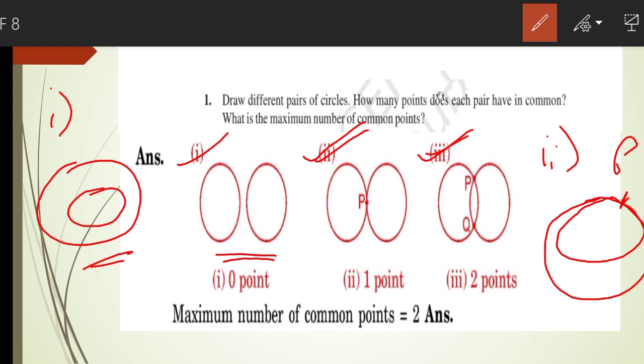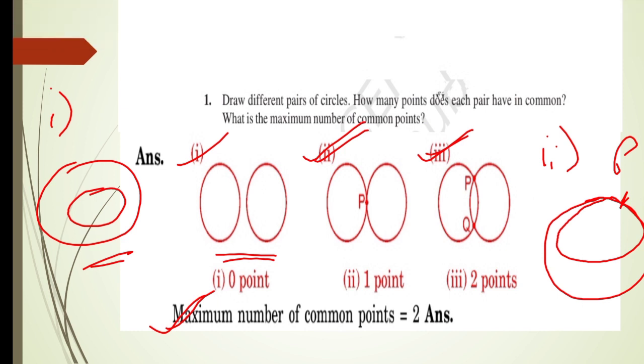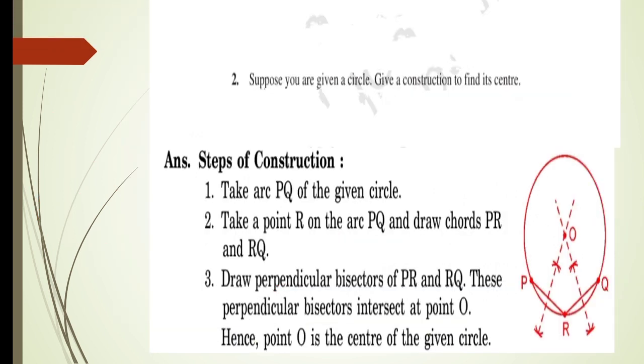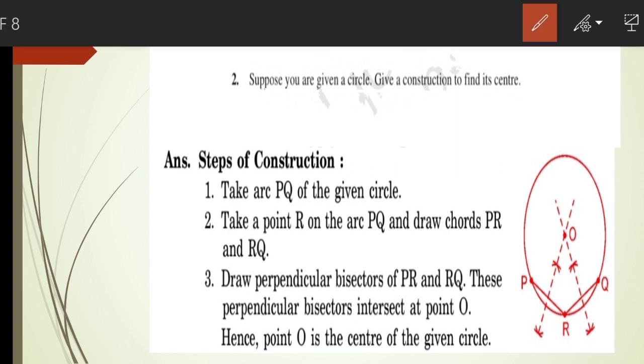So now the third part of this sum says, what is the maximum number of common points? The maximum number of common points is 2. Since we can have 2 common points, the maximum number of common points is 2. Now for the next sum, since we have not done the construction yet, we will skip it, but if you want to, you can do it.